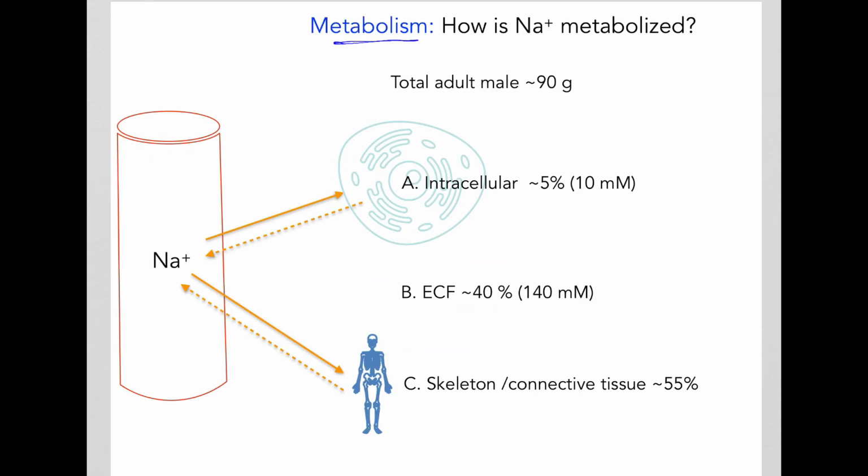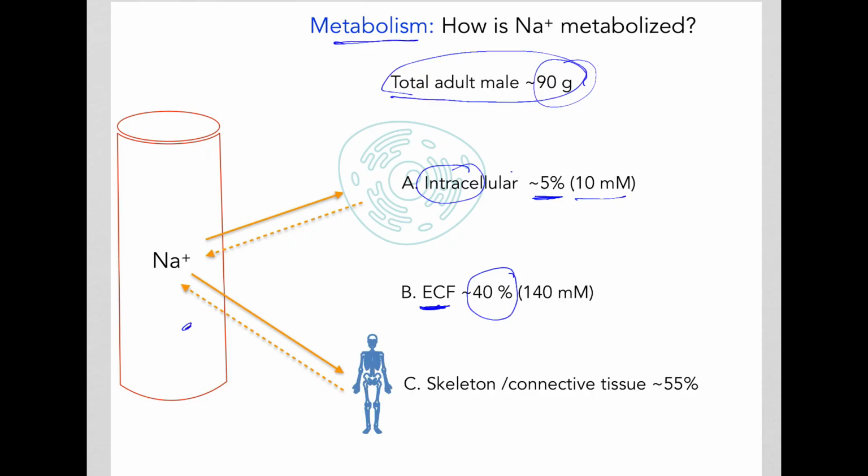Metabolism of sodium. Well, sodium is not made or broken down, being an element. However, it is distributed throughout the body. It has been estimated that the total amount of sodium in an adult male is about 90 grams. About 5% of these 90 grams is present inside the cell at a concentration of about 10 millimolar. 40% of these 90 grams is present in the extracellular fluid.